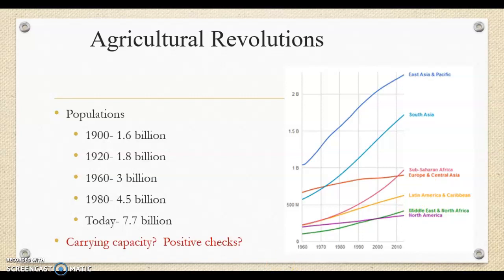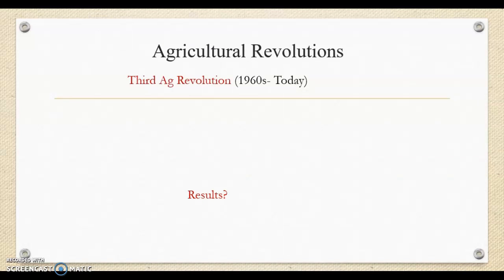So when we look at a chart like this, and when we look at our current population, we could ask ourselves, are we going to reach Earth's carrying capacity as far as natural resources supporting population growth? And do we still experience positive checks? Or should we consider things like famine and disease a positive check?